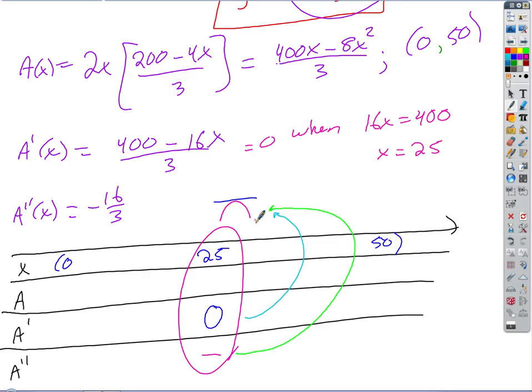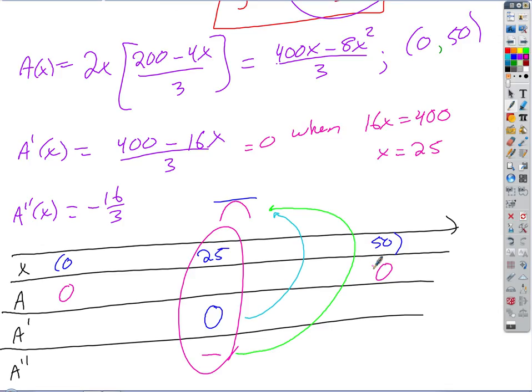Now, I want you to do the logic here for me. You've got to think about this. We're supposed to find the dimensions that maximize area. How many critical numbers are there in our domain? One. So how many possible extrema are there? One. We already know, and we could do this if we wanted to, that at this value the area would be 0, and at that value the area would be 0, right? So what's the value of x that's going to maximize area? 25. There's no other possibility, right?